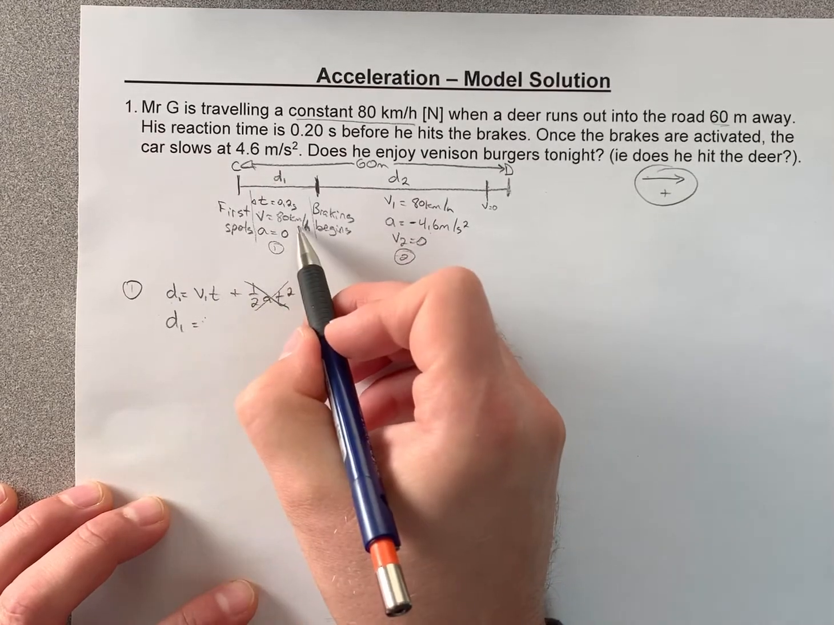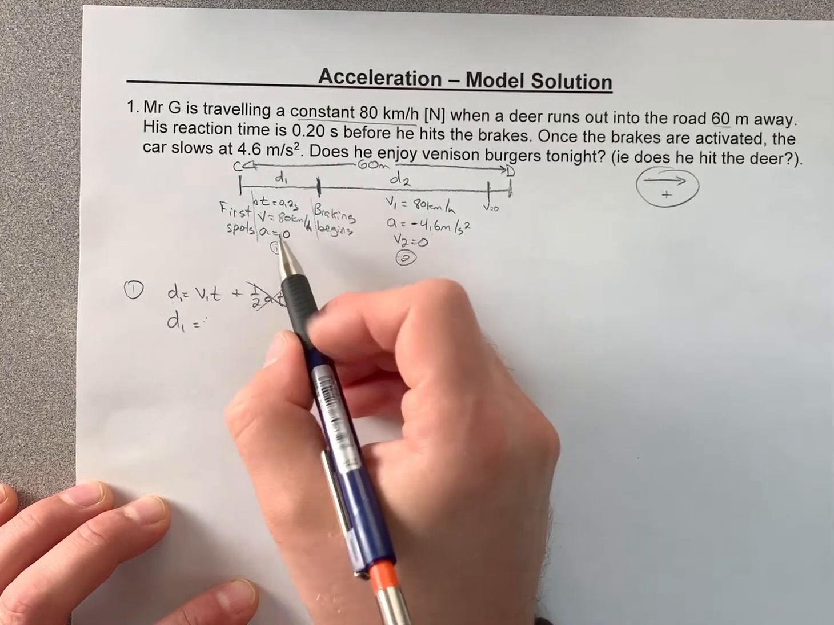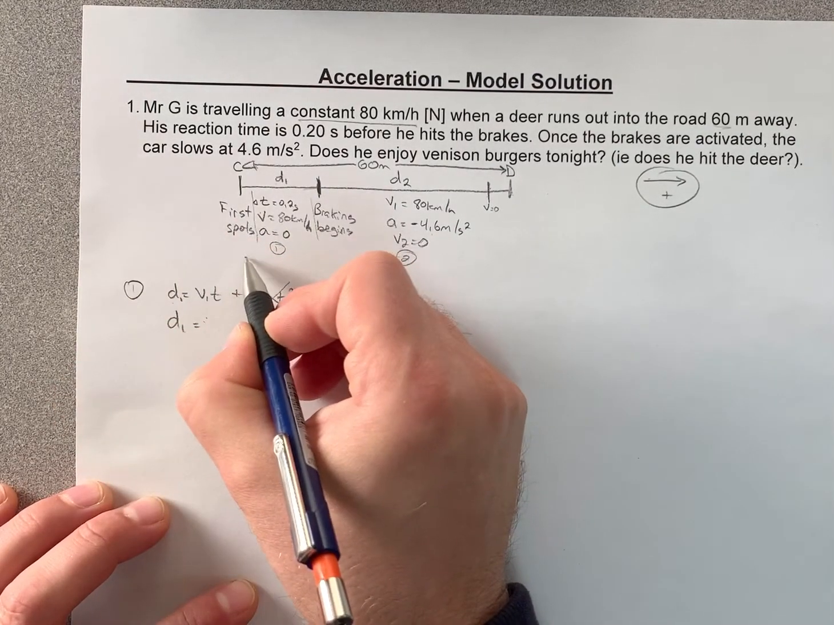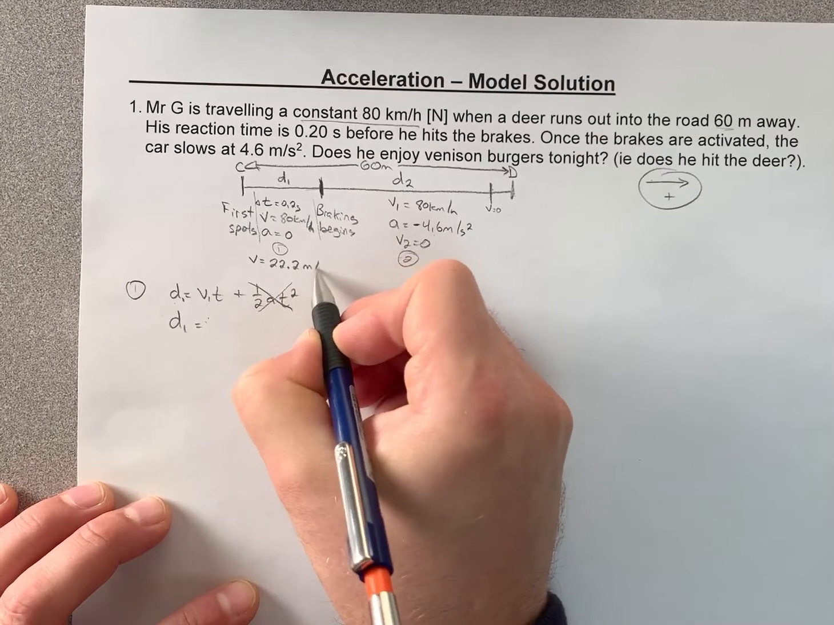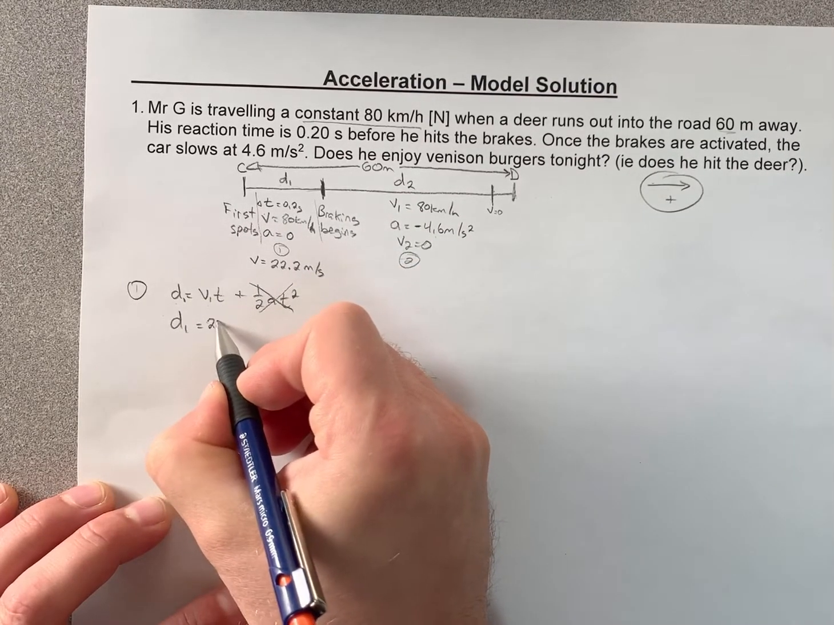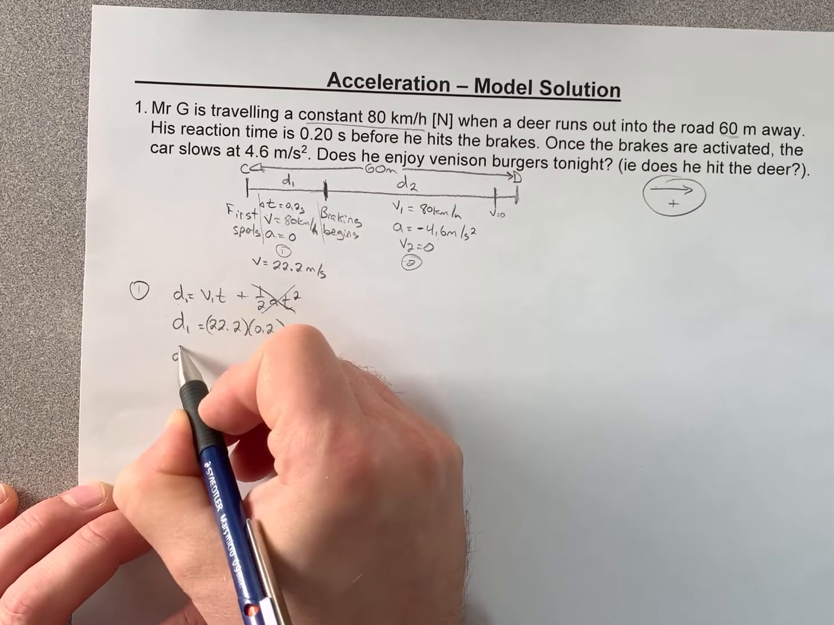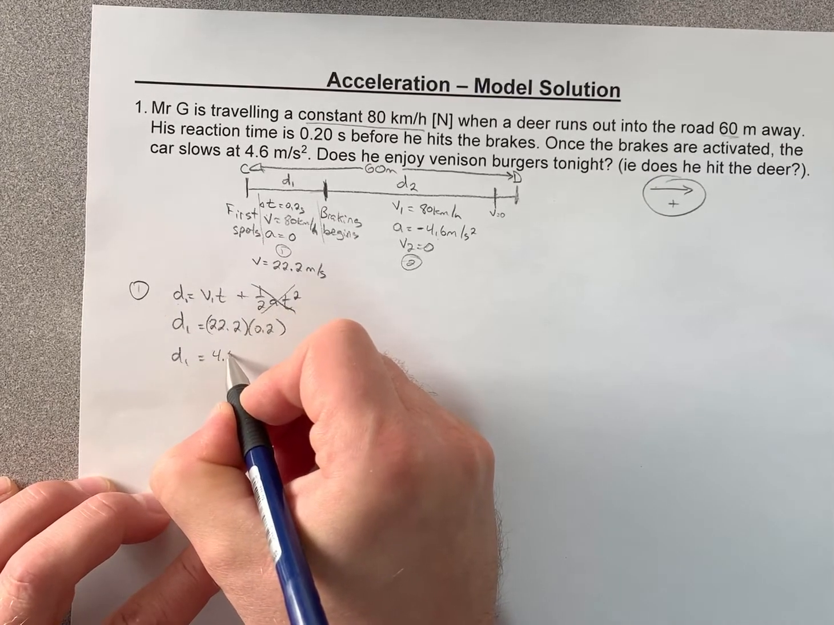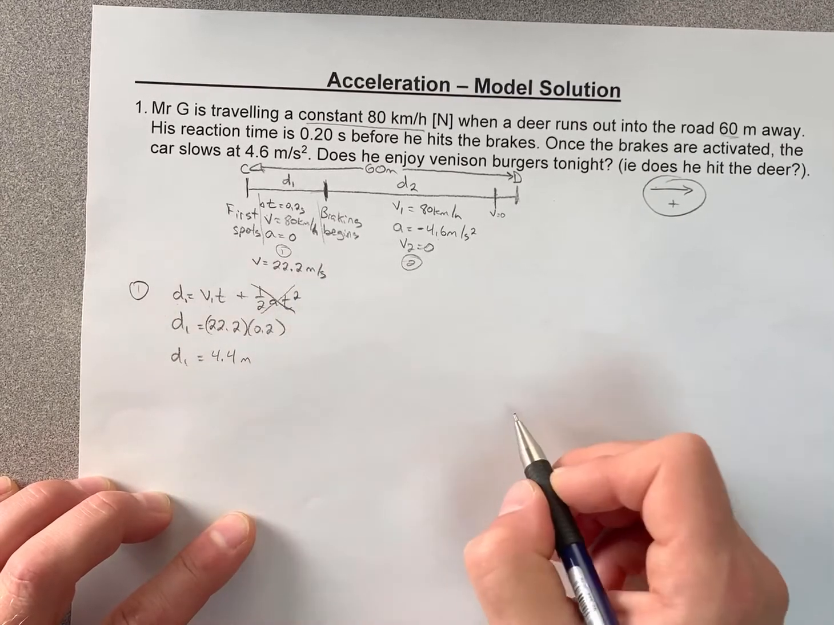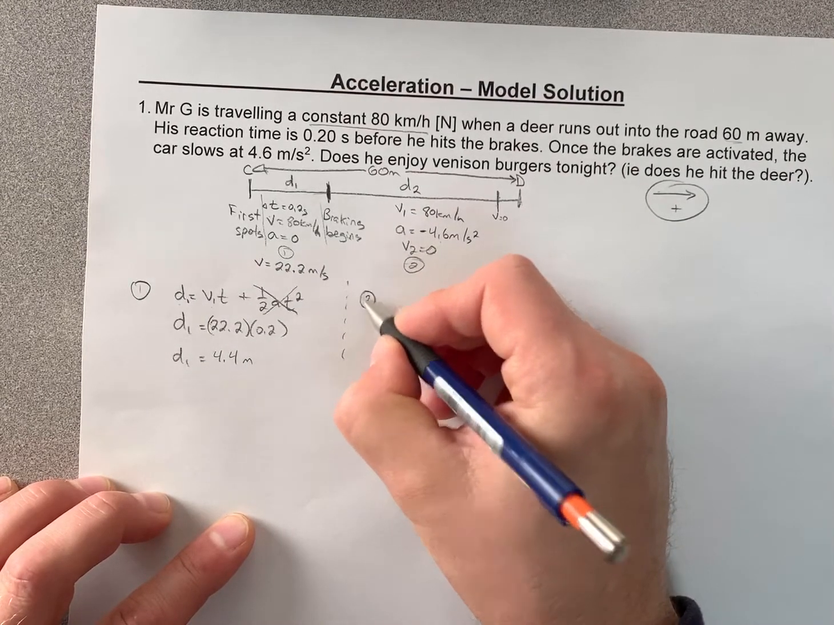V is 80 kilometers per hour. I don't like that, so let's convert it. I worked it out, V is approximately 22.2 meters per second. So let's put that in here, 22.2 meters per second times my 0.2 seconds. D1 then is about 4.4 meters.